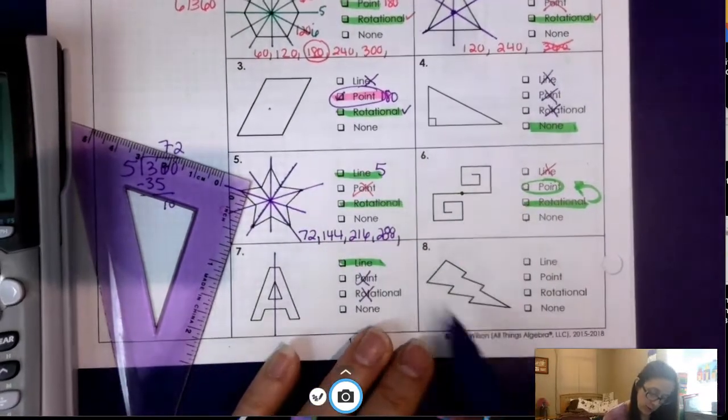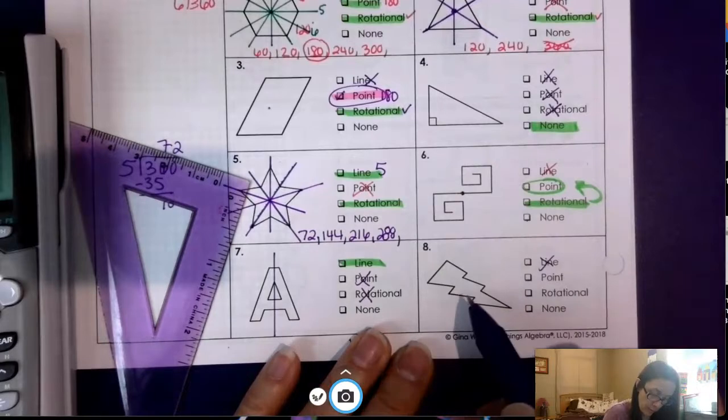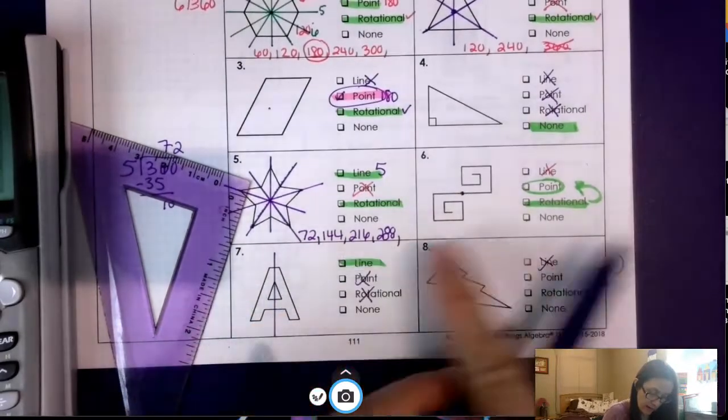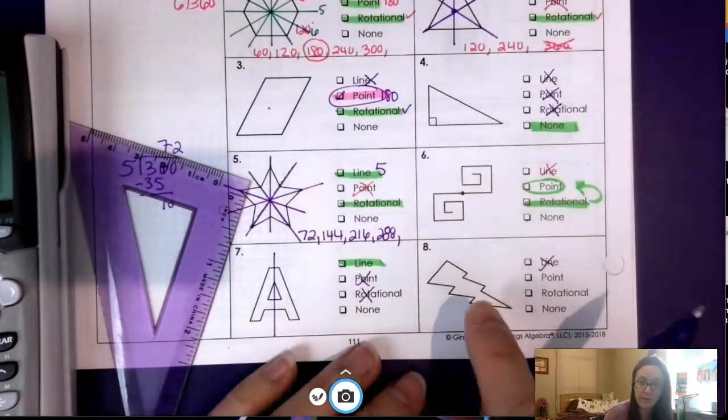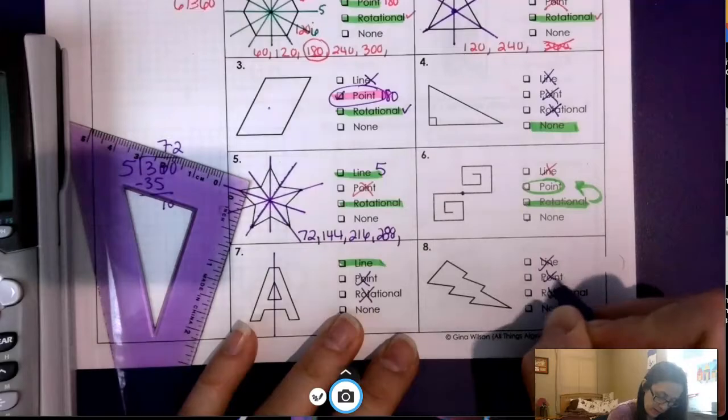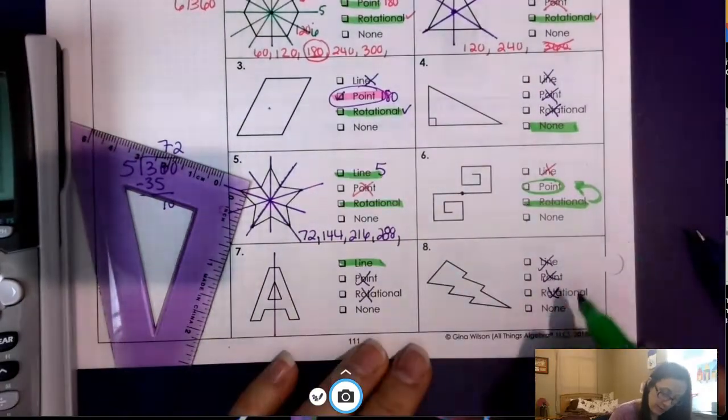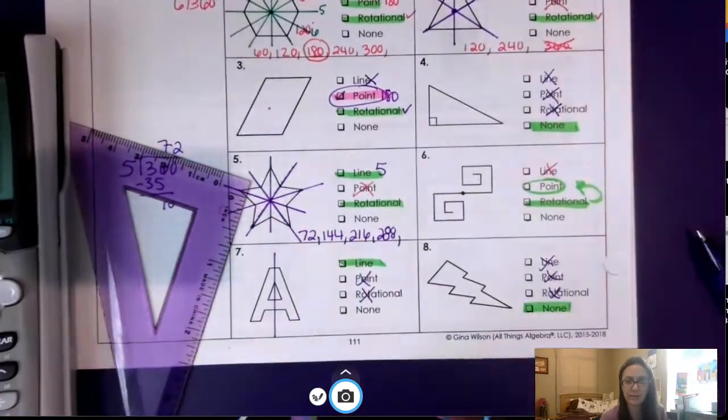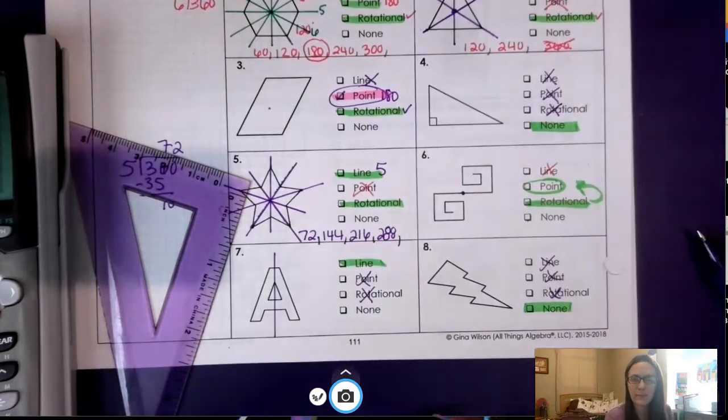This one, no line. Point, at 180 it would be upside down, it would only work at 360. So again, those are not going to work. This would be none. No lines of symmetry. No symmetry at all. Okay, so I'm going to pause and go to the next page.